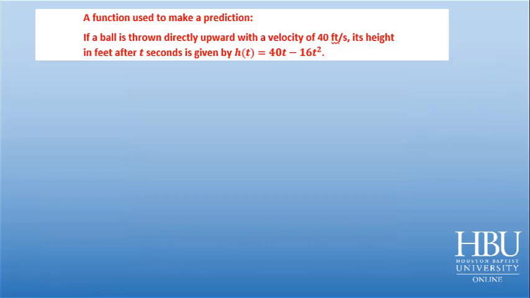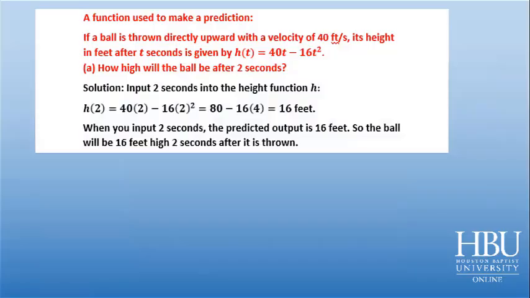If a ball is thrown directly upward with a velocity of 40 feet per second, its height in feet after t seconds is given by h of t equals 40t minus 16t squared. How might we use that function to make a prediction? What if we ask, how high will the ball be after 2 seconds?